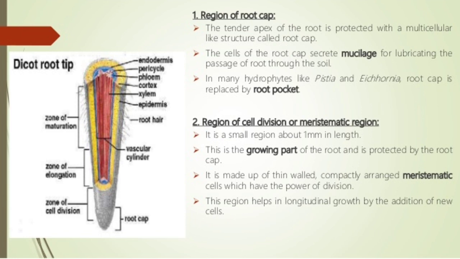Second, the region of cell division or meristematic region. It is a small region about 1 mm in length. This is the growing part of the root and is protected by the root cap. It is made up of thin-walled, compactly arranged meristematic cells which have the power of division. This region helps in elongated growth by the addition of new cells.